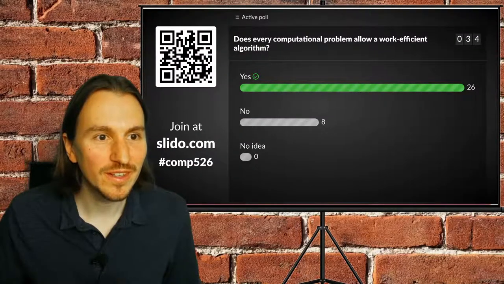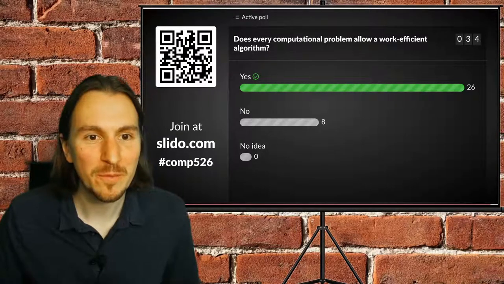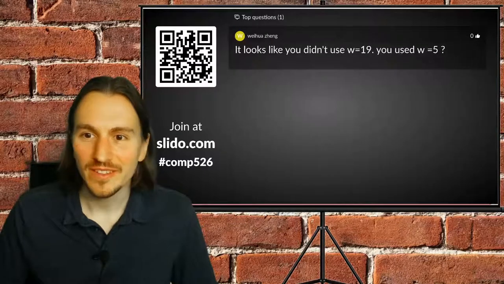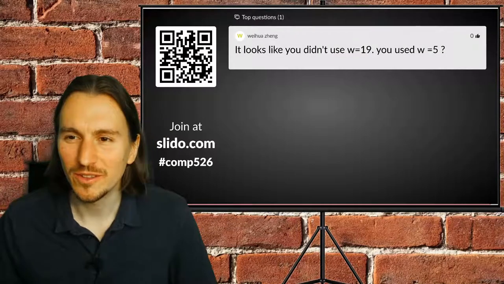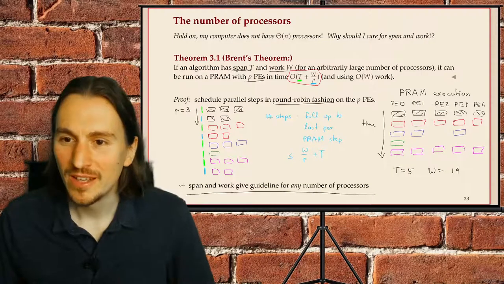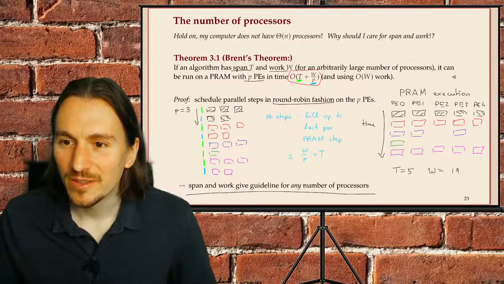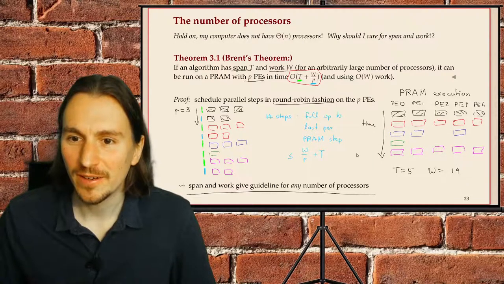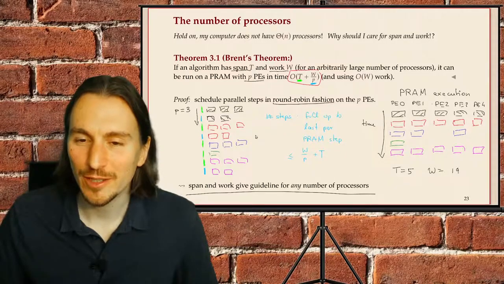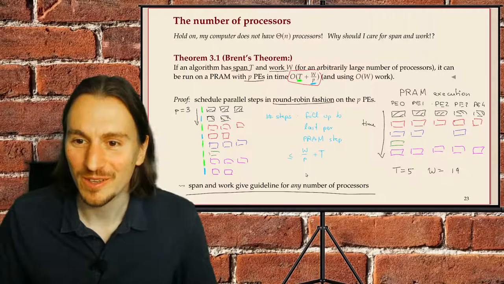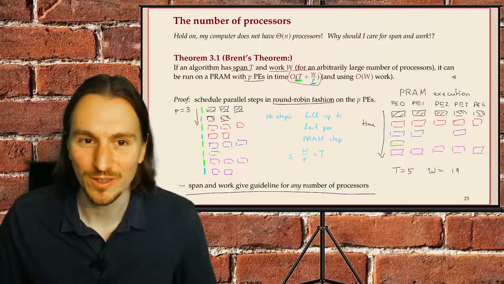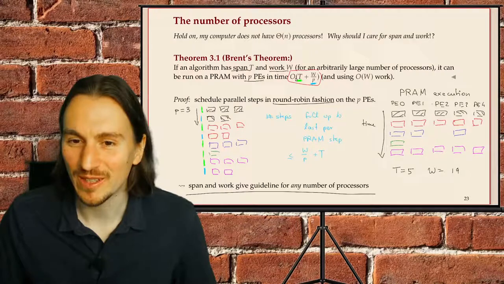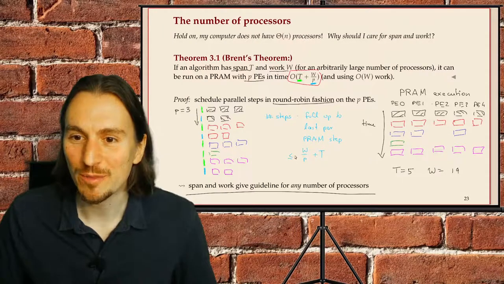There's one question about this last part. It looks like you didn't use 19. You used W equals 5. Well, here the work is the total number of these little boxes. That's the total work that we pay, and that's 19 here. We can compute this formula, but it ignores constant factors, so I think this might be why it looks far off. It's also an upper bound.